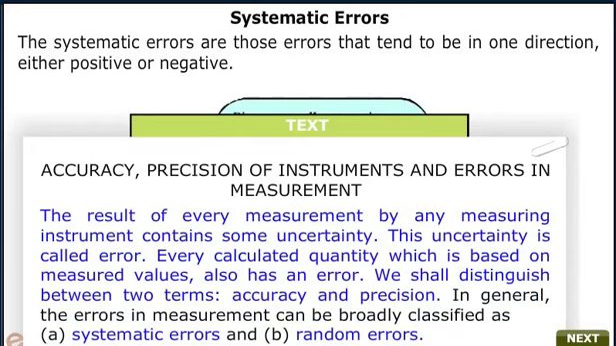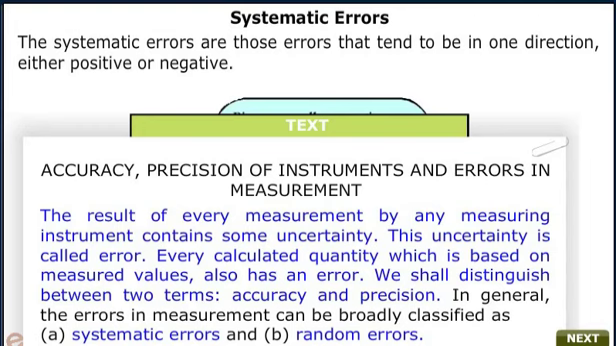Accuracy, precision of instruments, and errors in measurement. The result of every measurement by any measuring instrument contains some uncertainty. This uncertainty is called error. Every calculated quantity which is based on measured values also has an error. We shall distinguish between two terms, accuracy and precision.